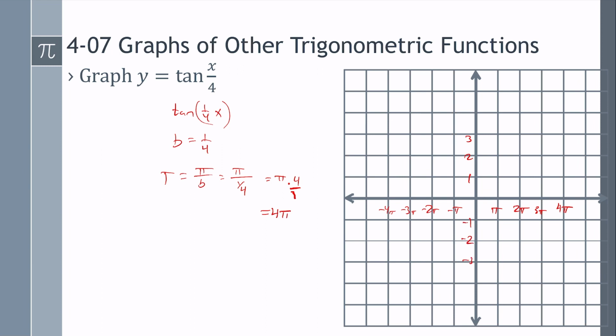All right. So for tangent, it goes through 0, 0. And so then at the period, it's going to go through 0, 0 again. So at 4 pi, it's going through 0, 0 again. The asymptote is halfway in between those. And so that was 2 spaces away from my 0, 0. So the other asymptote on the other side will also be 2 spaces away.